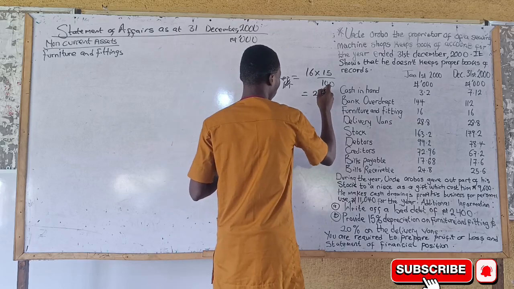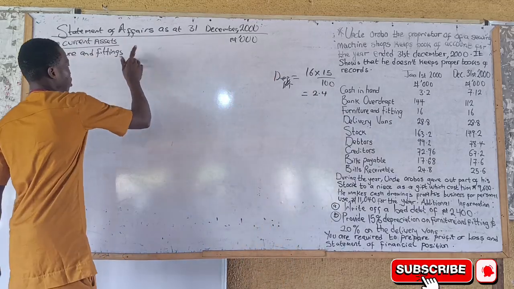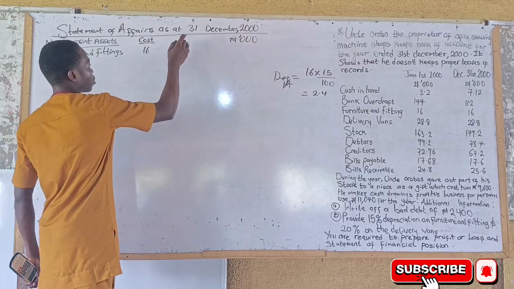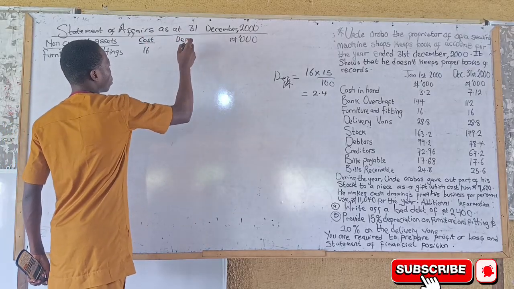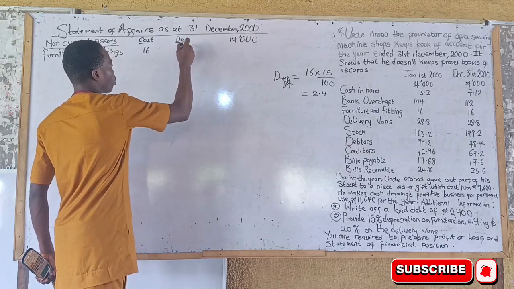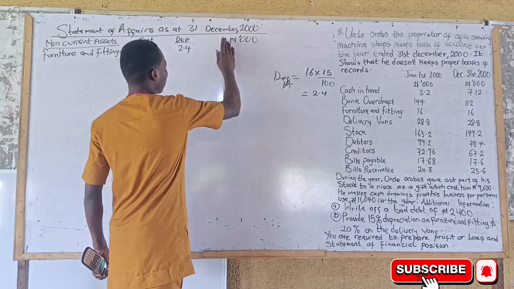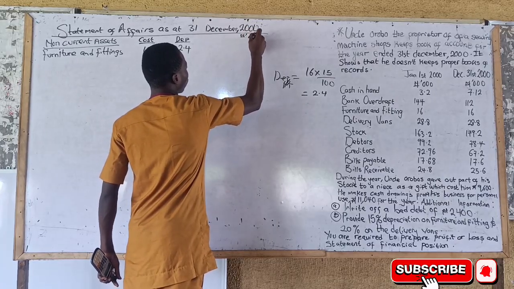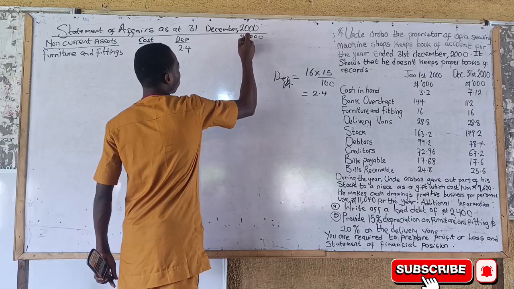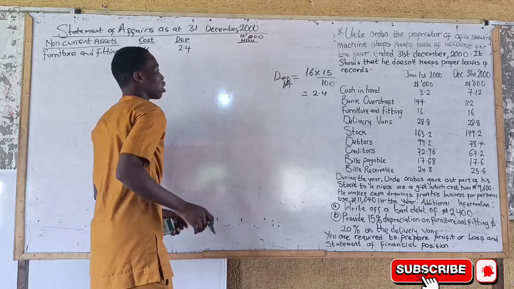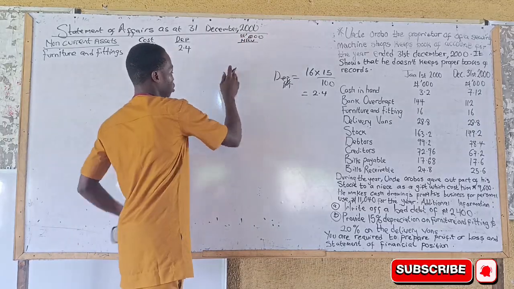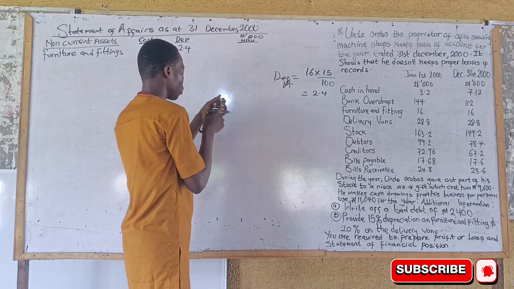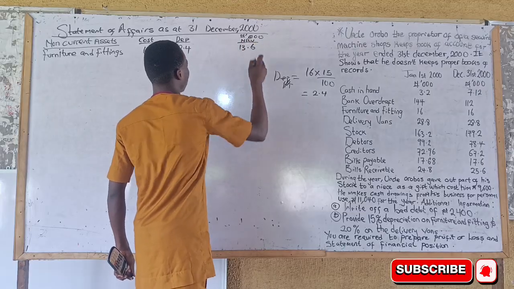That is 2.4. This simply means that the original cost is 16, the depreciation is 2.4. Then this is going to be the net book value. The net book value, after deducting our depreciation from the cost, is 16 minus 2.4, which is 13.6.